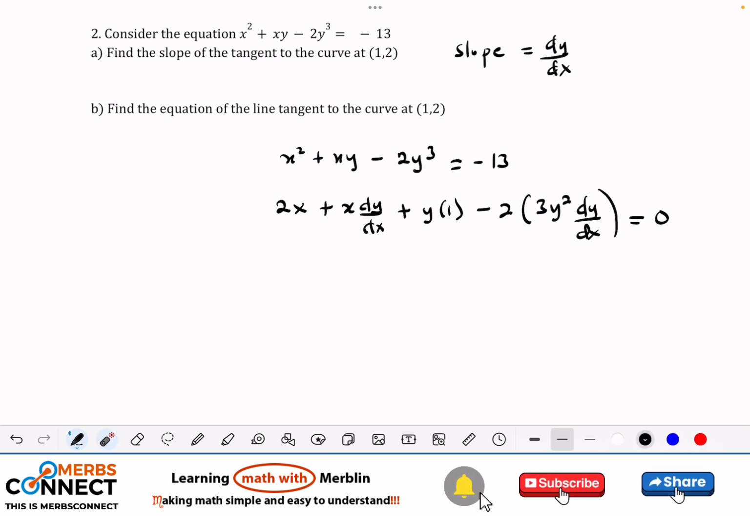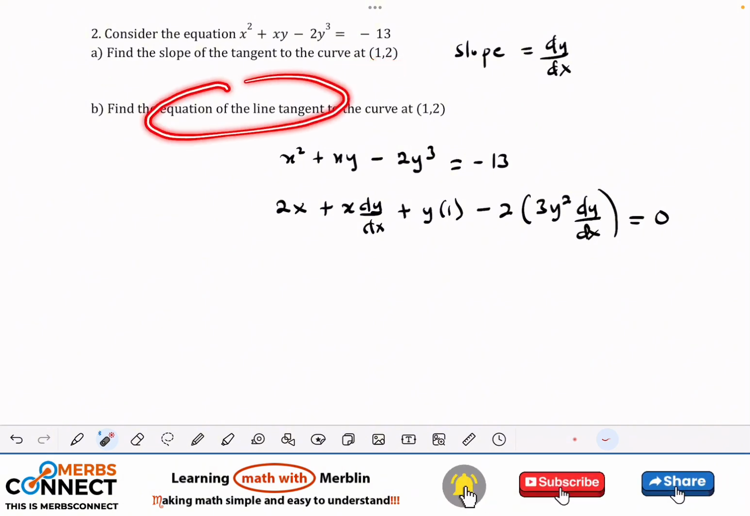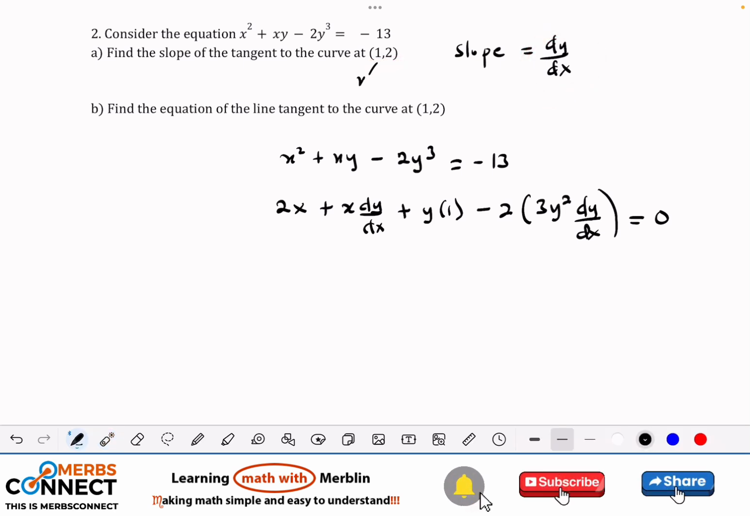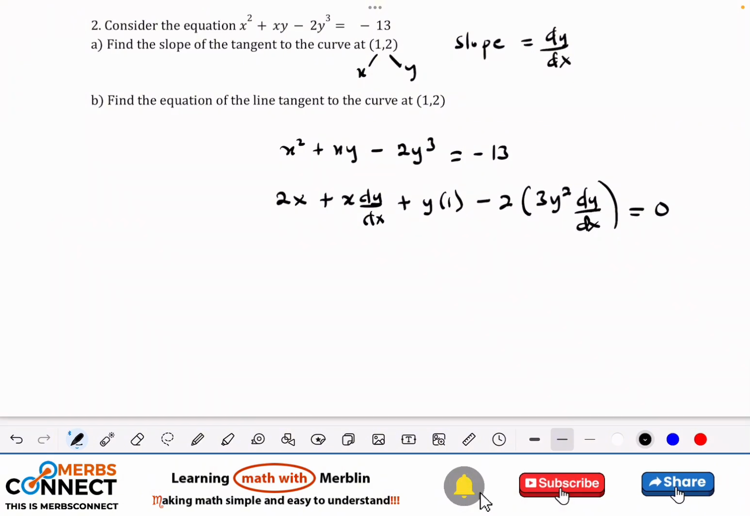So as I said, anytime you have this point here, this point is x1, y1, whenever you are putting it inside the equation of the tangent. But this point changes to x and y when you are dealing with the slope. So since we are dealing with the slope, this is x and this is y. So let's plug them in.